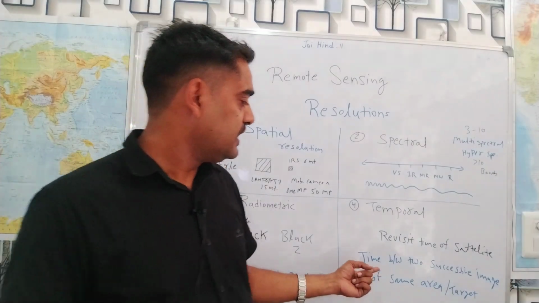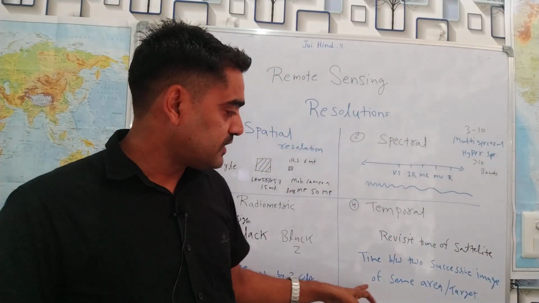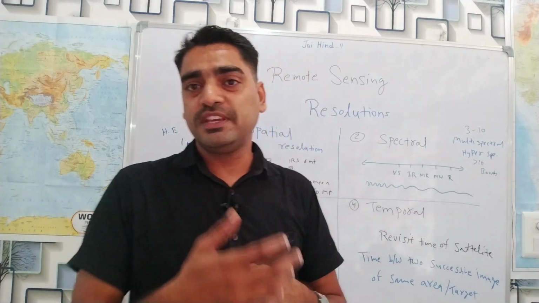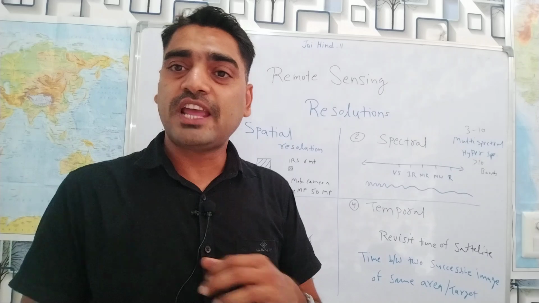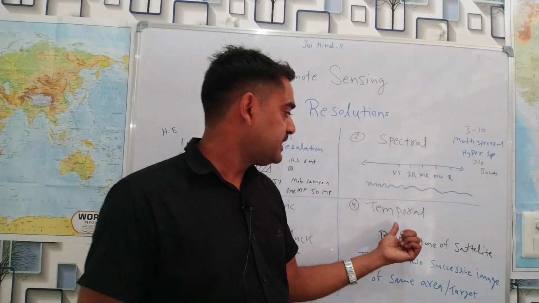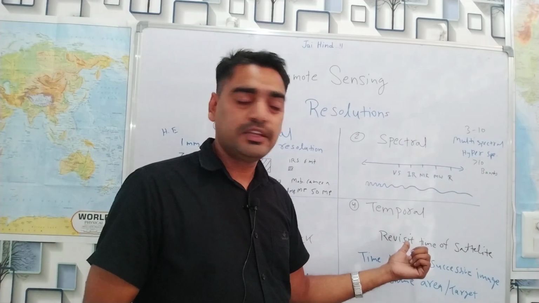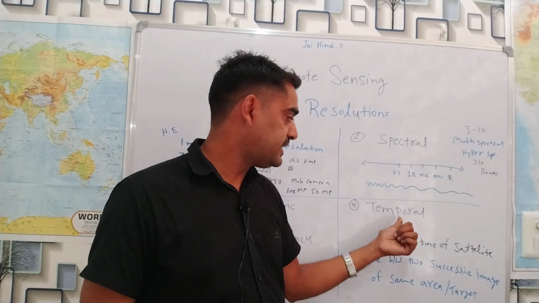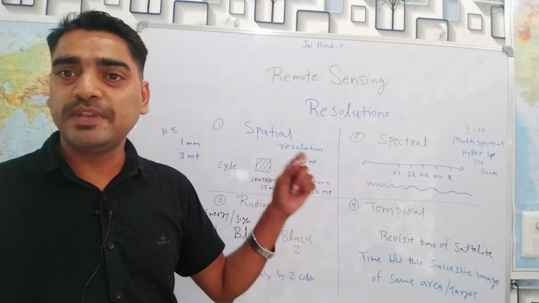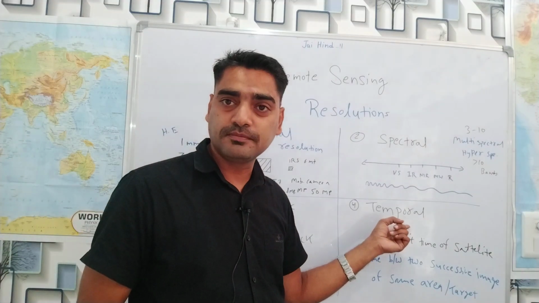It is simply the time between two successive images of the same area captured by a sensor. In how much time the second image is provided will define its temporal resolution. So if the revisit time is minimum, it means the temporal resolution is higher. The satellite or sensor which has the minimum revisit time has more temporal resolution.